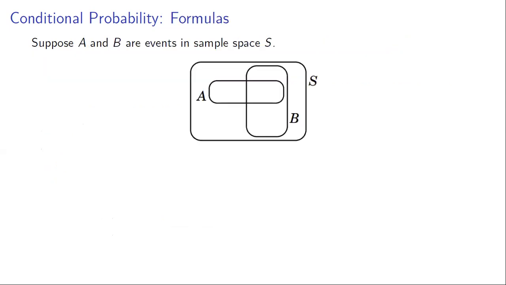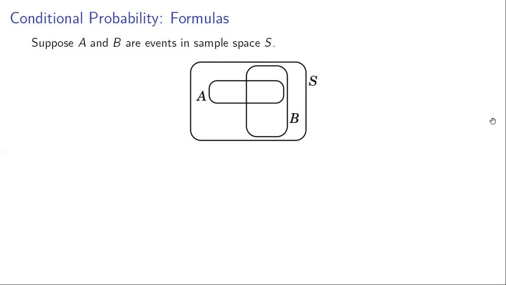All right, next. Now we're going to try to come up with a formula for conditional probability, or actually two formulas. Suppose A and B are events in sample space S, right? So we have this big sample space, and we have event A and we have event B.